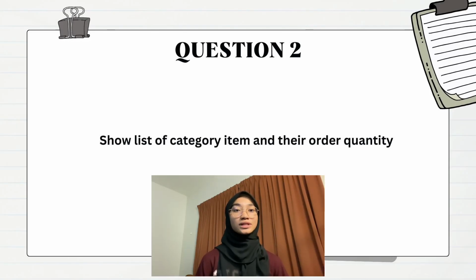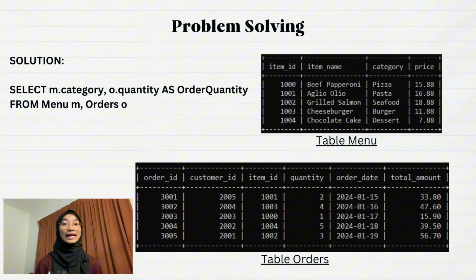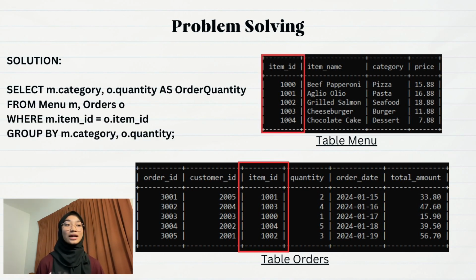Question 2. Show the list of category items and their order quantity. The solution is select m.category, o.quantity as order quantity from menu M, orders O. The menu table is renamed as M, the orders table is renamed as O. Select m.category, category from the menu table, o.quantity, quantity from the orders table, as order quantity. We rename the quantity as order quantity in the output, where m.item_id equals o.item_id.